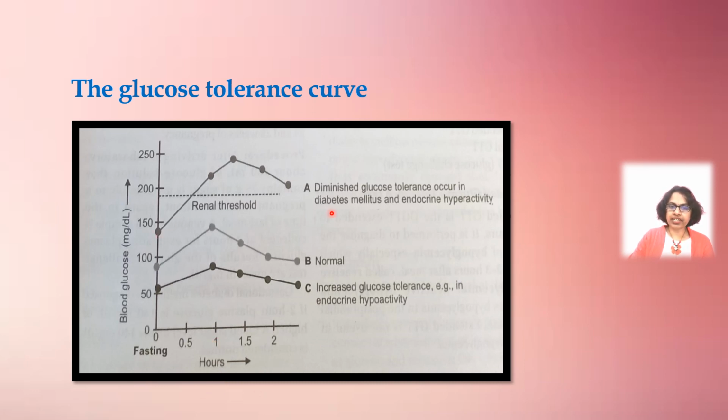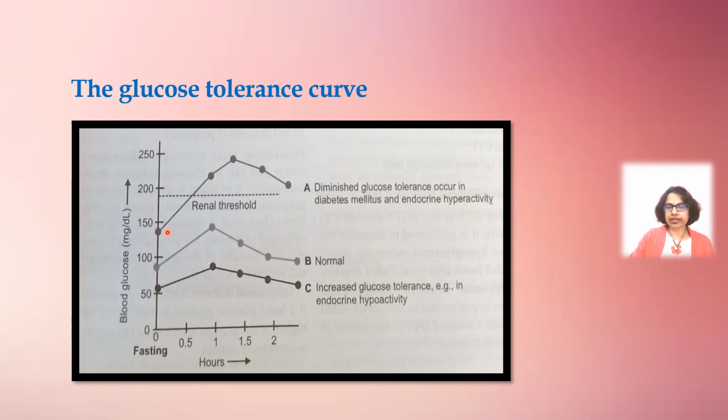Then picture A denotes a diminished glucose tolerance, occurring in diabetes mellitus and endocrine hyperactivity. Here we notice a sudden rise of the blood glucose level and a gradual decrease of the blood glucose level. This can occur in cases of renal threshold.